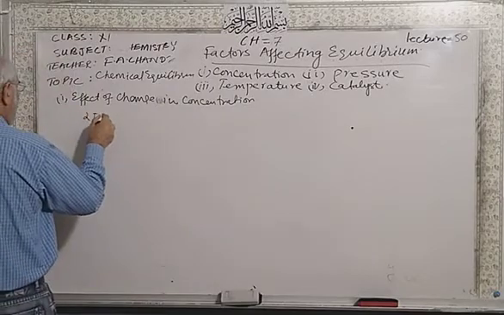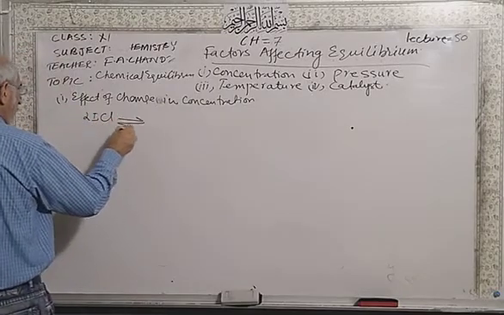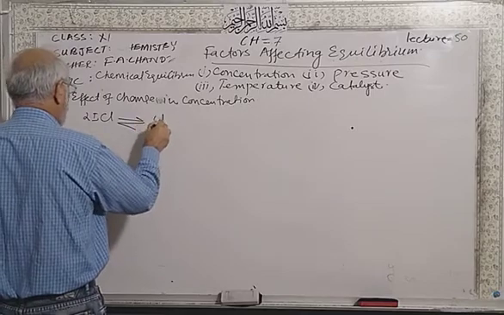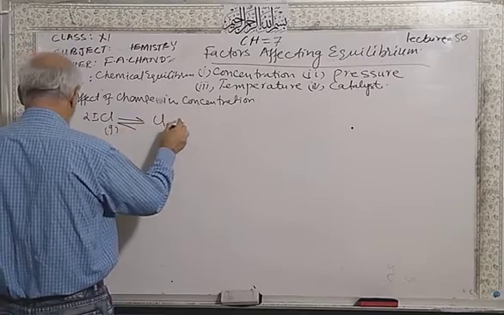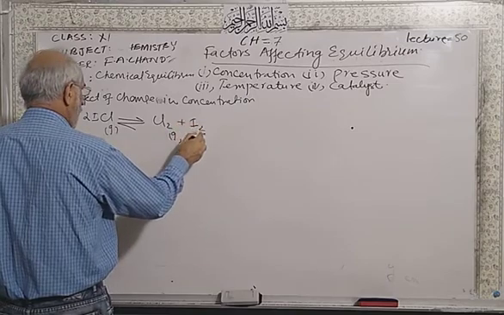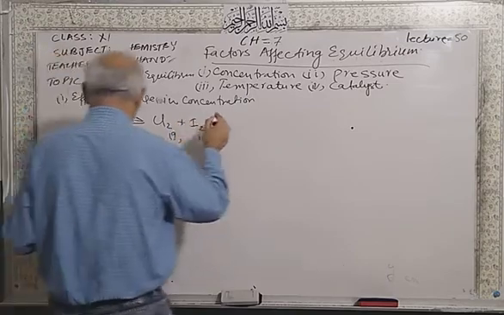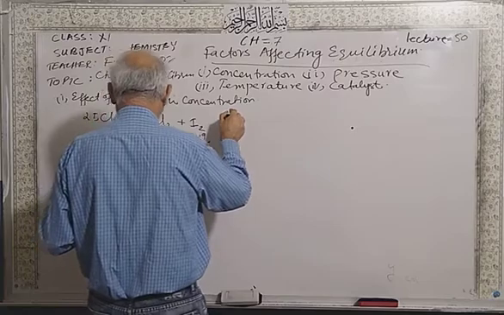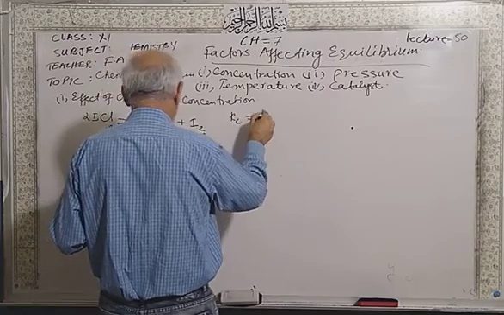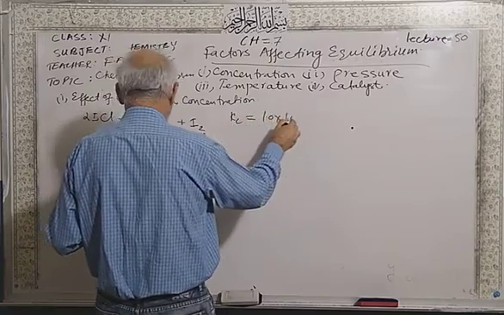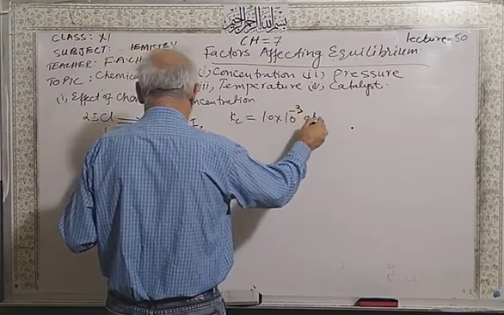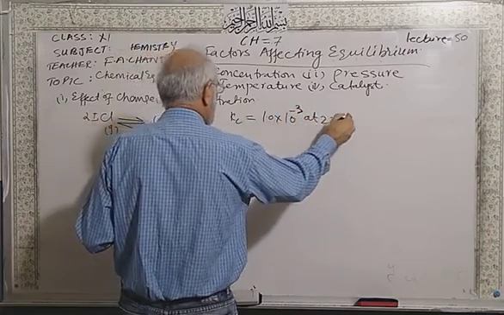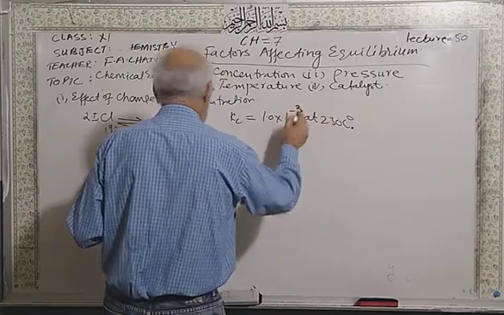Moles of iodine chloride, 1 mole of chlorine gas, homogeneous equilibrium, 1 mole of iodine in the gas state. The value of Kc, the equilibrium constant, is 1.0 × 10 raised to the power minus 3 at 230 degrees Celsius.